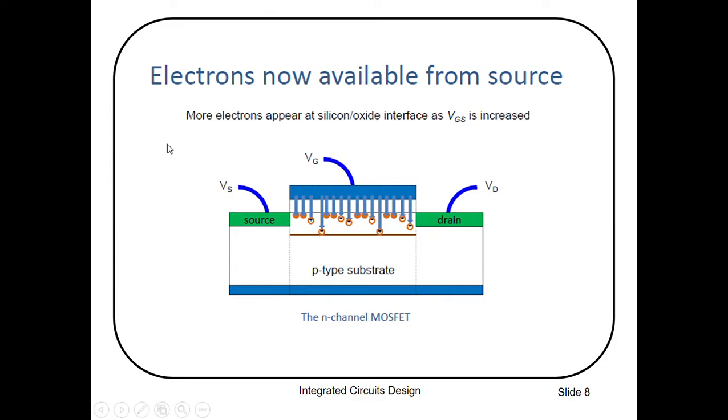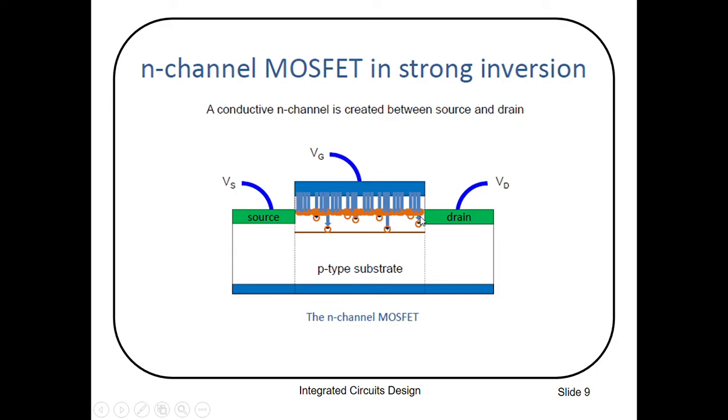More electrons appear at the silicon oxide interface as VGS is increased. Here you increase VGS more and you can see more electrons on this surface. A conductive N channel is created between source and drain. Here you can see that this channel is created, but still current will not flow. So how can current flow between source and drain? This we will discuss.